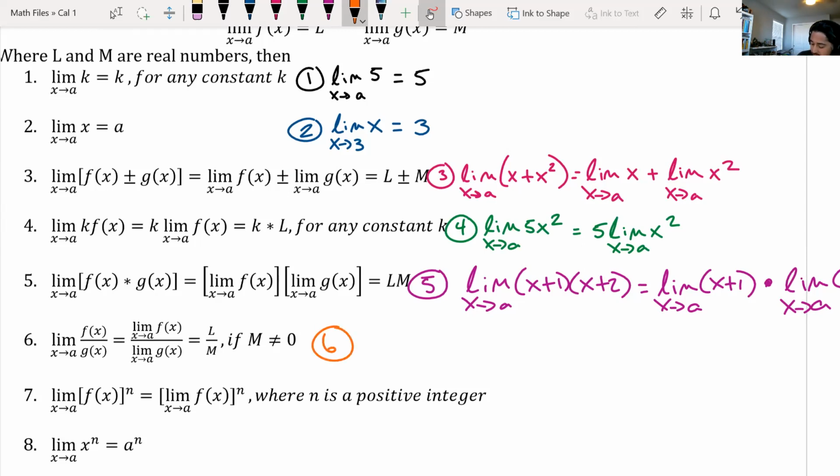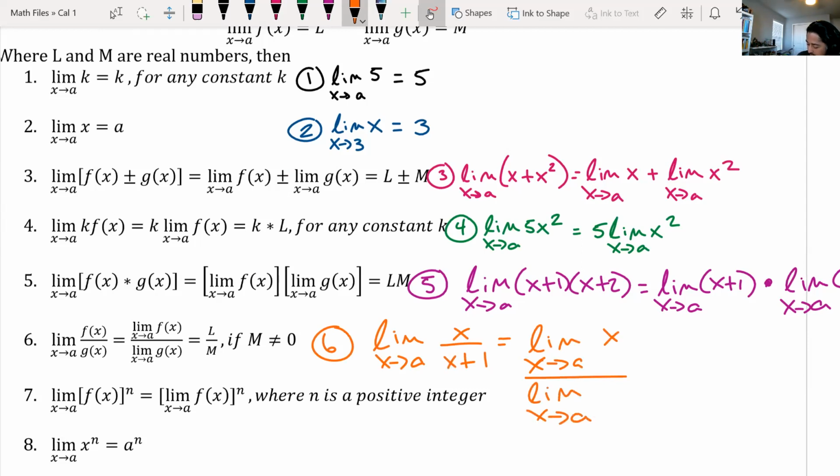So for number 6, another example to represent that, we would say the limit as x approaches a of, how about, x over x plus 1. And I can rewrite this as the limit as x approaches a of x over the limit as x approaches a of x plus 1. So you can just apply the limit to the numerator and the denominator.